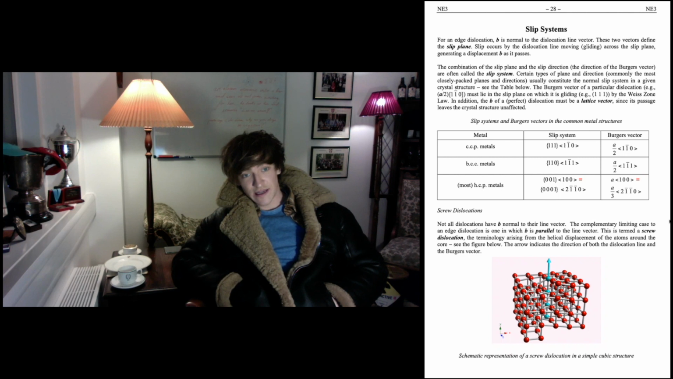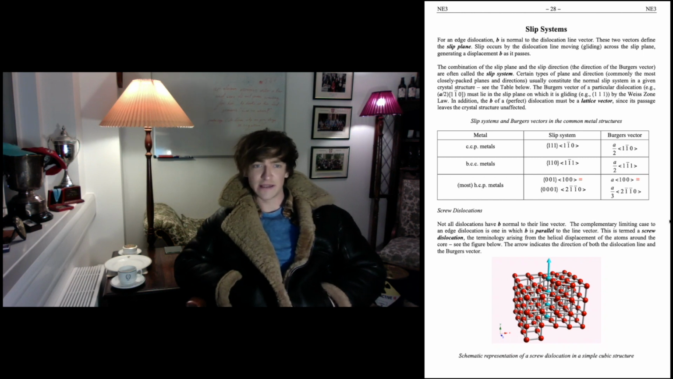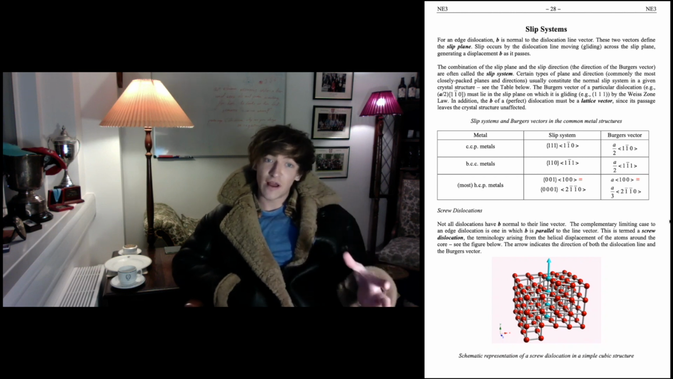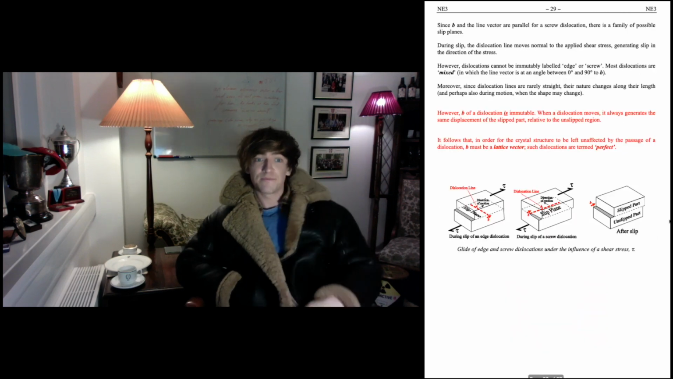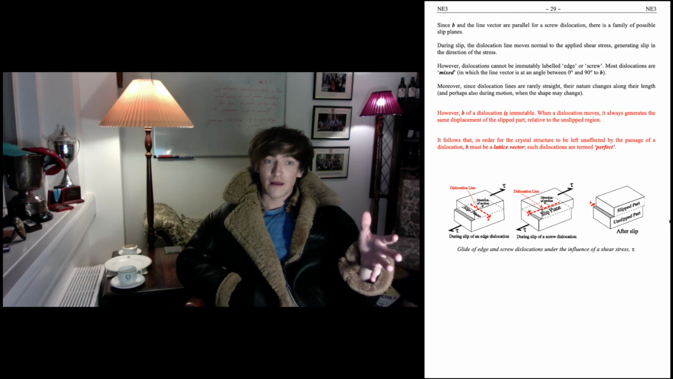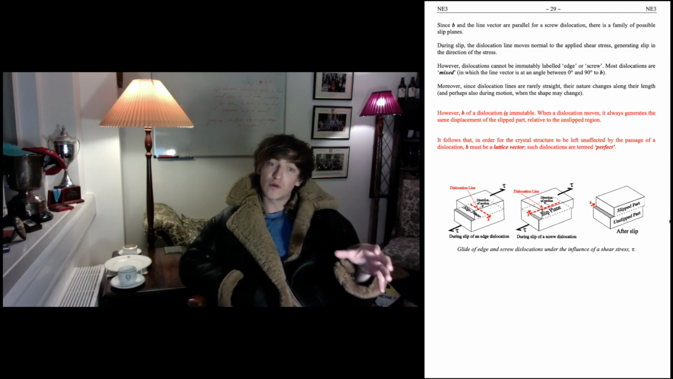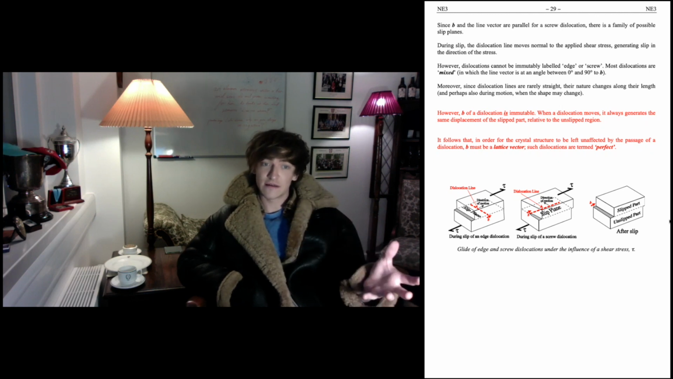And they're called screw dislocations because of the helical displacement of the atoms that surrounds the core, as shown in the figure at the bottom of this page here, page 28, where I've identified with an arrow the direction of the dislocation line and the Burgers vector. And since the Burgers vector and the line vector are parallel, there's a family of potential slip planes. Okay? So during slip, the dislocation line moves normal to the applied shear stress, producing slip in the direction of stress.